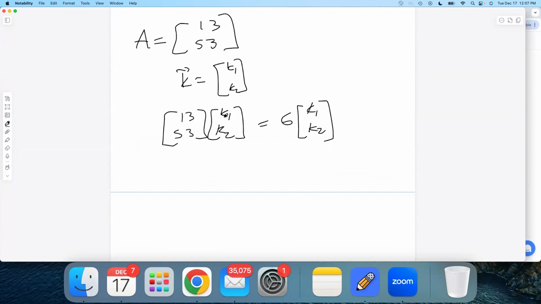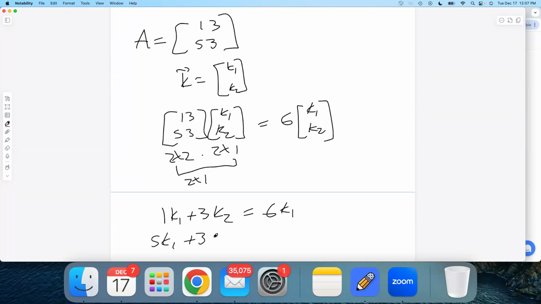Okay, and then I would just multiply across. Remember, this is a 2 by 2 multiplying with a 2 by 1. So my answer is going to be a 2 by 1. Over here, I have a 2 by 1. The first entry, the top entry here, is what I get on top. The second entry is what I get on the bottom. So multiplying here, I would get 1 times K1 plus 3 times K2 equals 6 times K1. Over here on the bottom, 5K1 plus 3K2 equals 6K2.